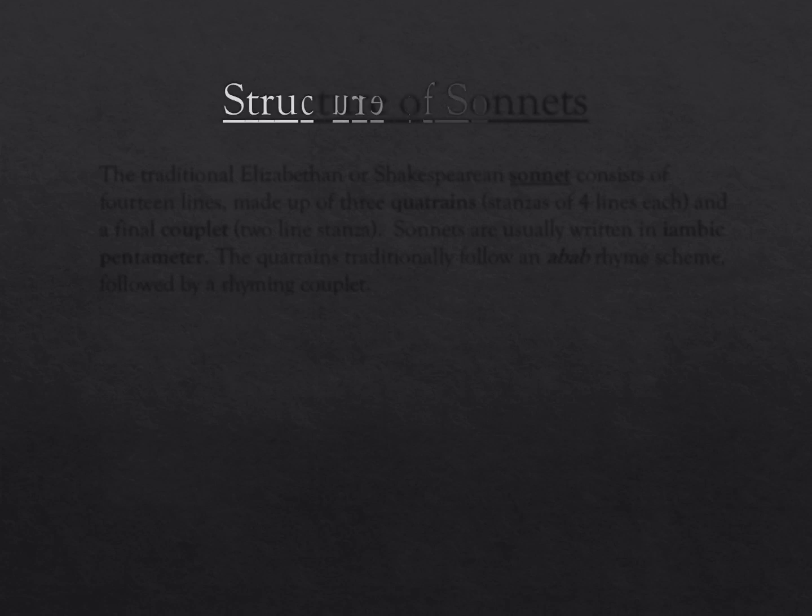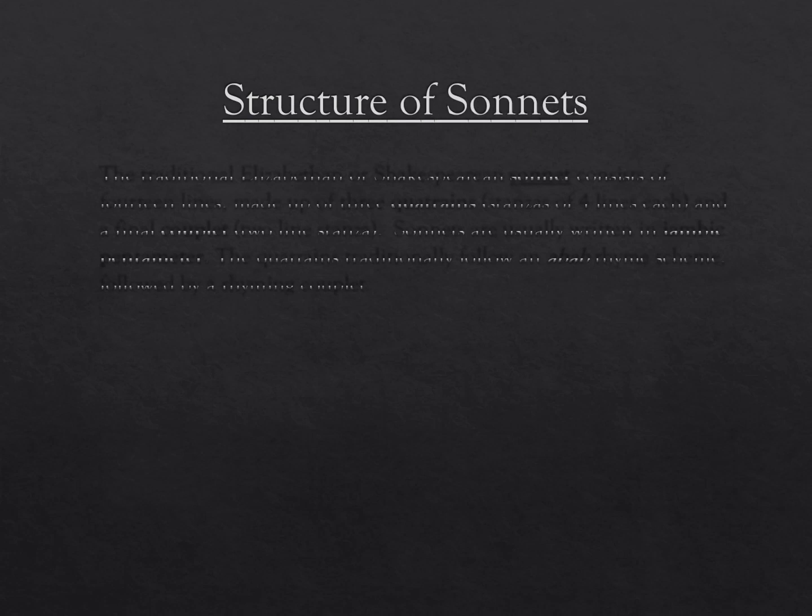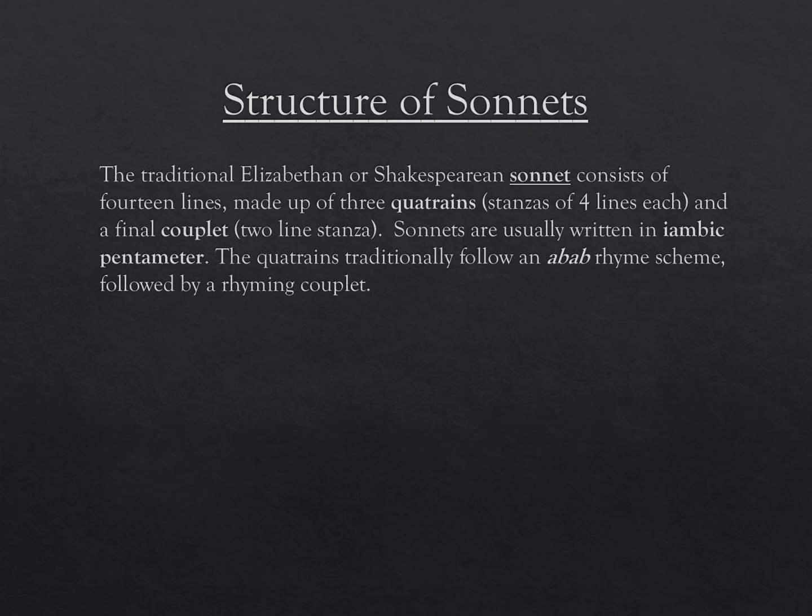So let us discuss the structure of sonnets. The traditional Elizabethan or Shakespearean sonnet consists of 14 lines, which is made up of 3 quatrains, or stanzas of 4 lines each, and a final couplet, meaning a 2 line stanza.